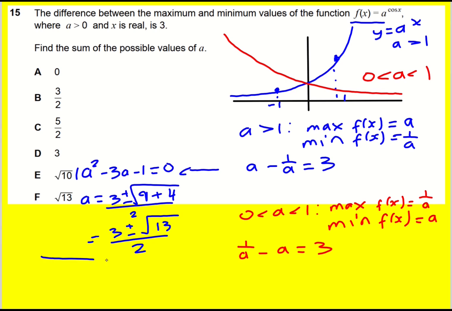Now remember, I'm looking at the situation where a is greater than 1. So 3 minus root 13 is less than 0, because 3 is actually root 9, whereas 3 plus root 13 over 2 is definitely greater than 1. So I've just got that as my answer here, 3 plus root 13 over 2.